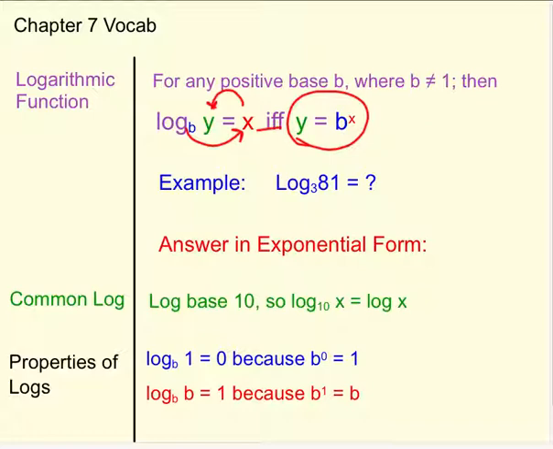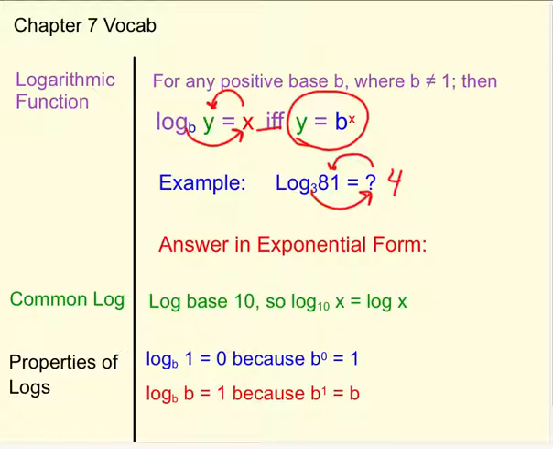So taking a look at an example, thinking about this with some numbers, log base 3 of 81. Because logs are new and we're used to thinking in exponential form, what you want to do to answer this is ask, 3 to what power equals 81? And the answer is 4, because 3 to the 4th power equals 81.